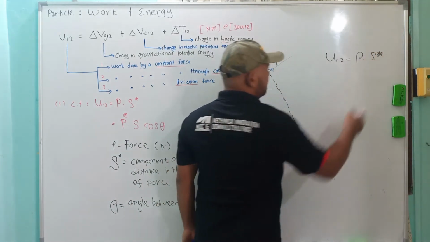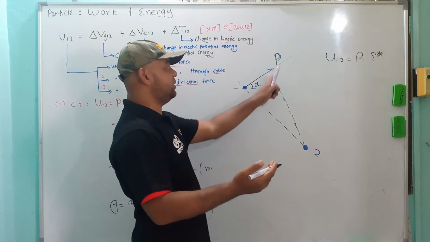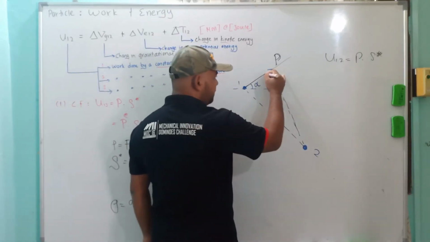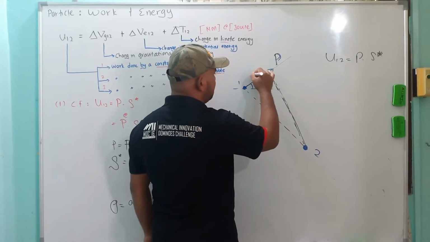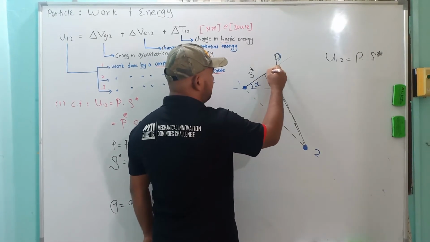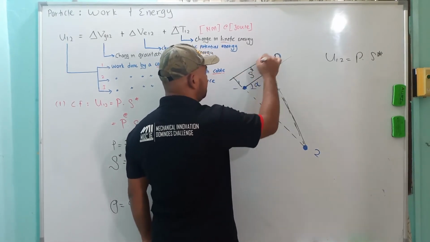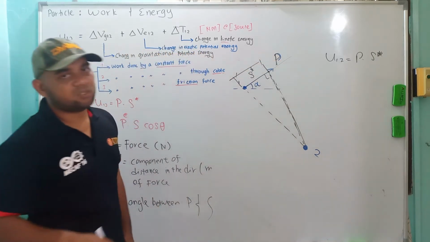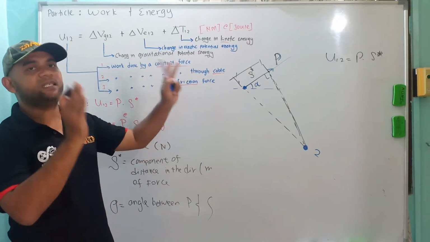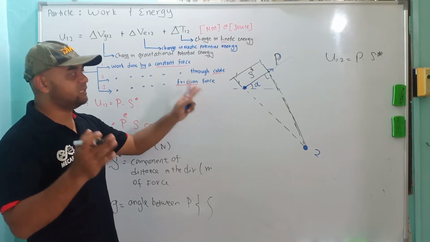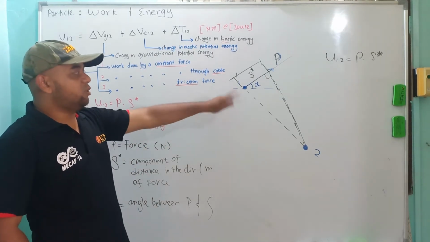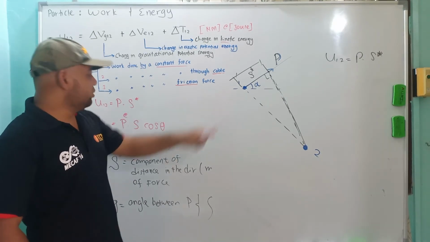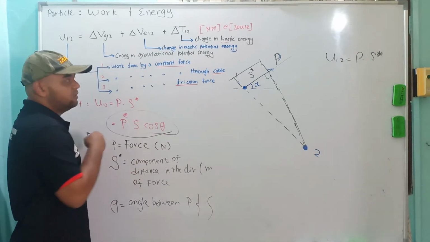This is the component of distance at the same direction as P. This is 90 degrees, so this is actually the S star, the component of distance in the same direction as the force. This way might be complicated to calculate, so we will use the other one, which is P S cos theta.